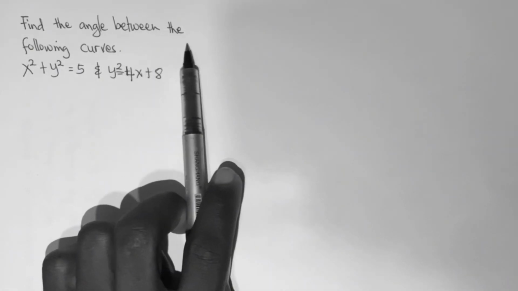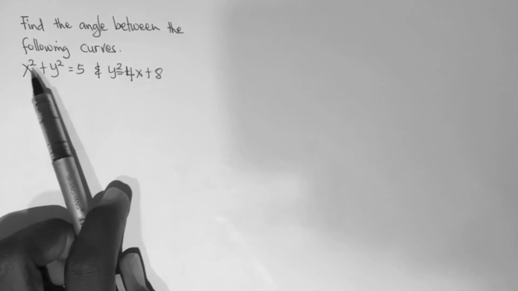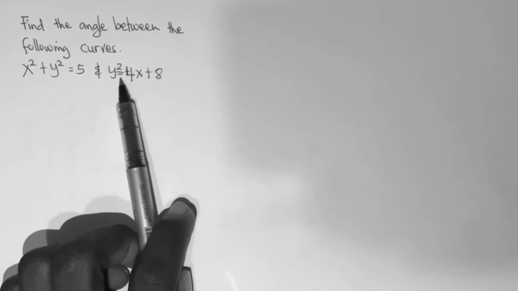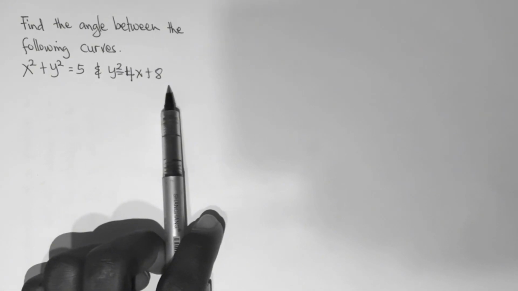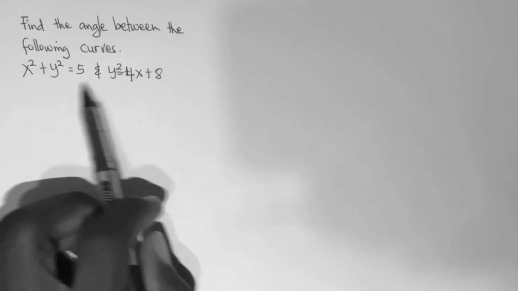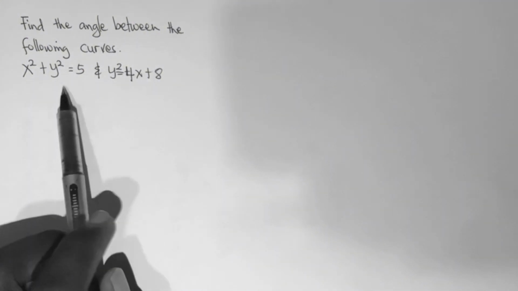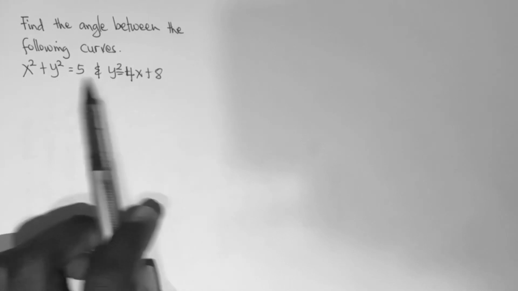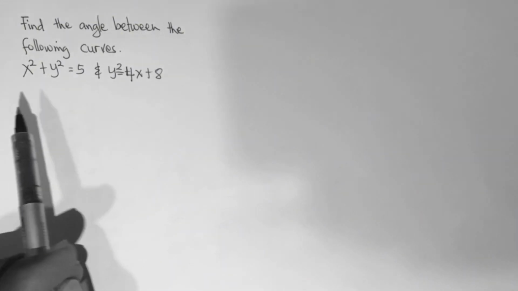Find the angle between the following curves: x squared plus y squared equals 5 and y squared equals 4x plus 8. So now, what we need to do is to first find the point of intersection. And we can find the point of intersection by solving the equations of these two curves simultaneously.